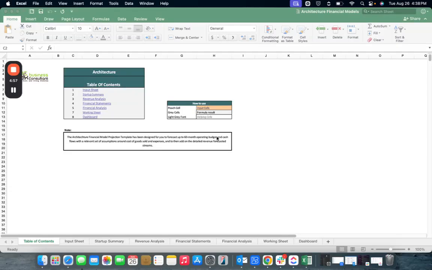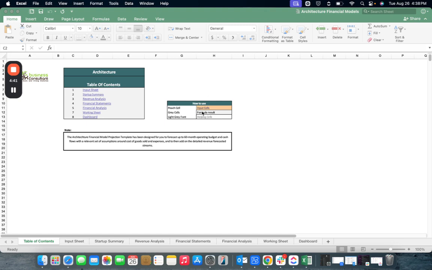Today I'm going to walk you through the Architecture Excel Financial Model. Starting from the table of contents, we have the input sheet, startup summary, revenue analysis, financial statements, financial analysis, working sheet, and dashboard. Here are some helping cells.